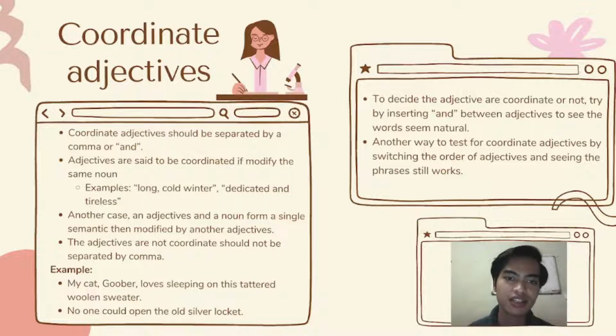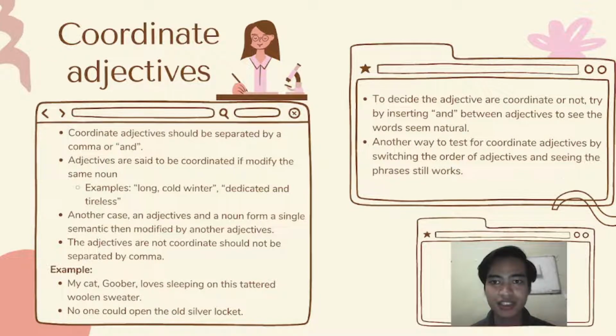Another case, an adjective and a noun form a single semantic unit, then modified by another adjective. The adjectives are not coordinated, so they should not be separated by a comma. As example, my cat Goober loves sleeping on this tattered woolen sweater. As example number 2, no one could open the old silver locket.